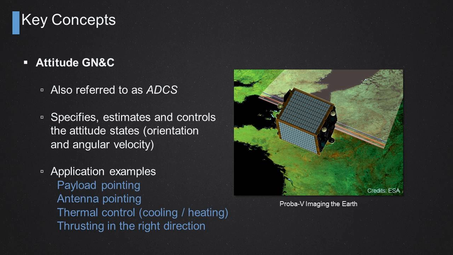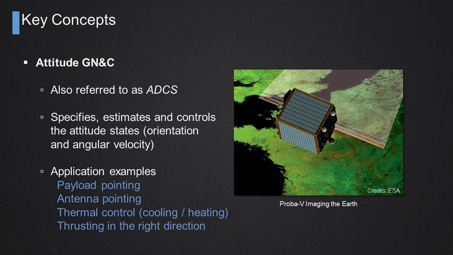Again, when I say attitude states, I refer to the orientation or the attitude, as well as the angular velocity, so how fast you want the spacecraft to rotate. Typical application examples that require an attitude GN&C system are whenever you want to point the scientific instrument, which is also referred to as the payload, towards a specific target, say towards the sun, towards the Earth if you are trying to image the Earth for environmental purposes. Also, if you're trying to point your antenna in a nadir direction, that's directly down towards the ground, for communication purposes with a ground station.